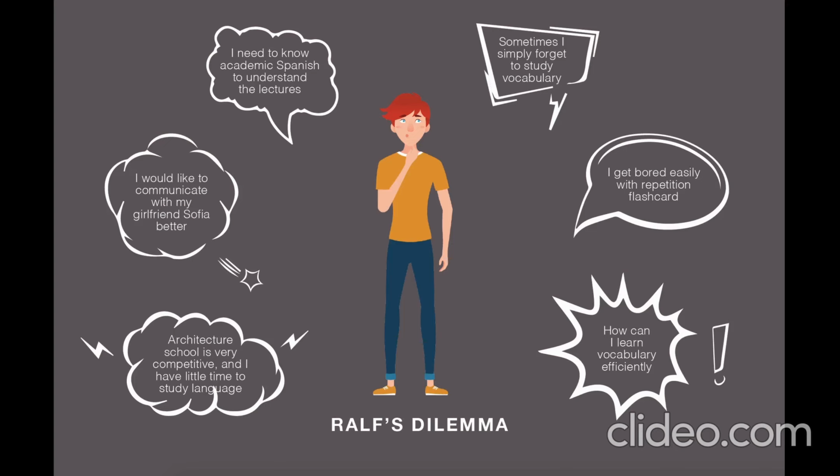Ralph's dilemma is he needs to know academic Spanish vocabulary to understand the lectures and pass the exams. He also needs to communicate with his girlfriend Sophia better. However, architecture school is very competitive, and he has very little time to study language. Sometimes he simply forgets to study vocabulary. He also gets bored easily with boring flashcards. So how can Ralph learn vocabulary efficiently?